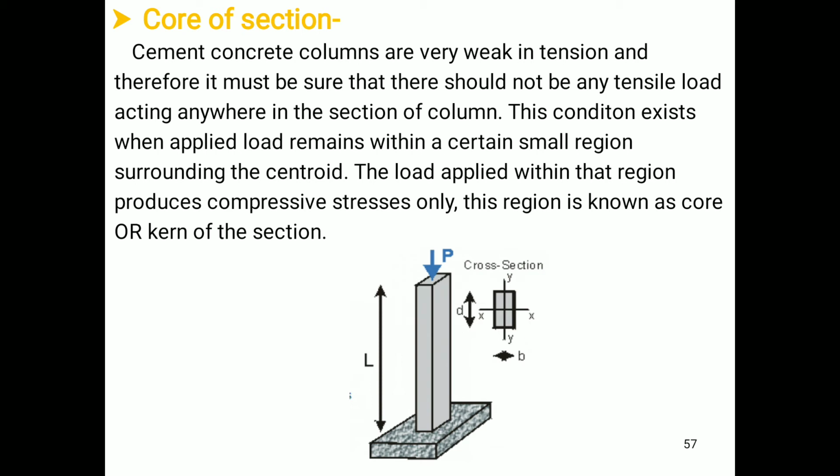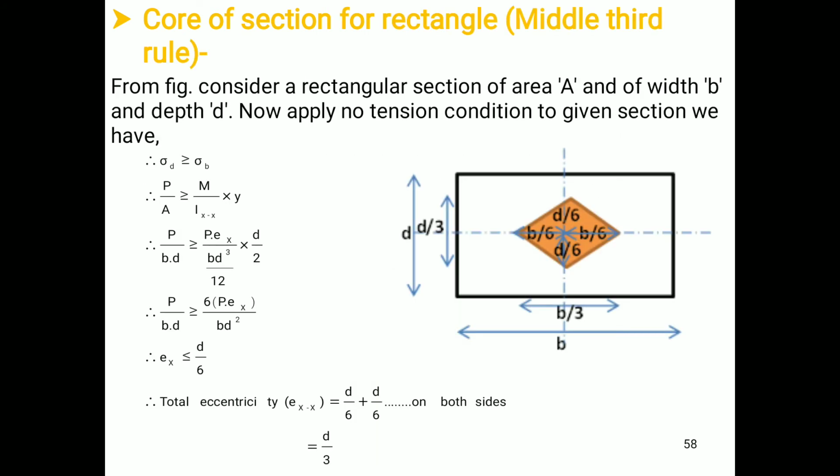That particular region where we apply the load and which will produce only compressive stresses, no tensile stresses, is known as the core of the section or the kern of the section. We are going to find out that region where we have to apply the load for the no tension condition. First of all, we will consider the core of section for a rectangular section.